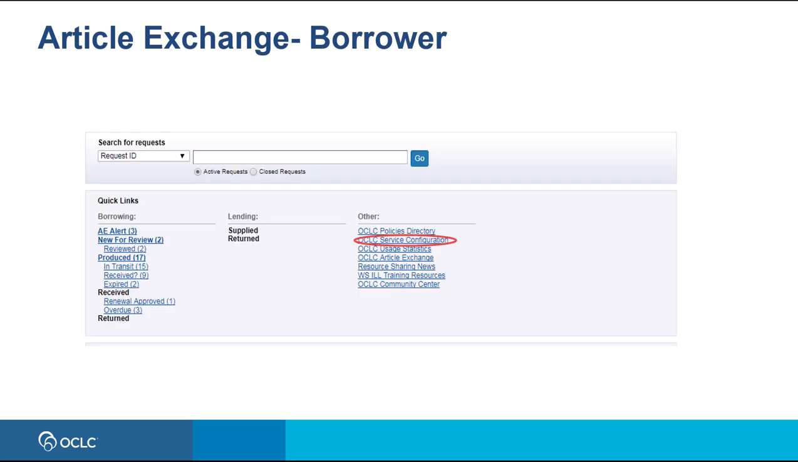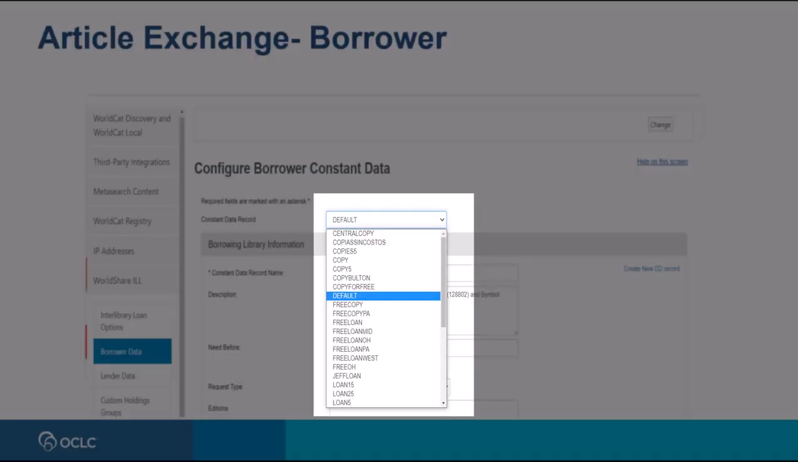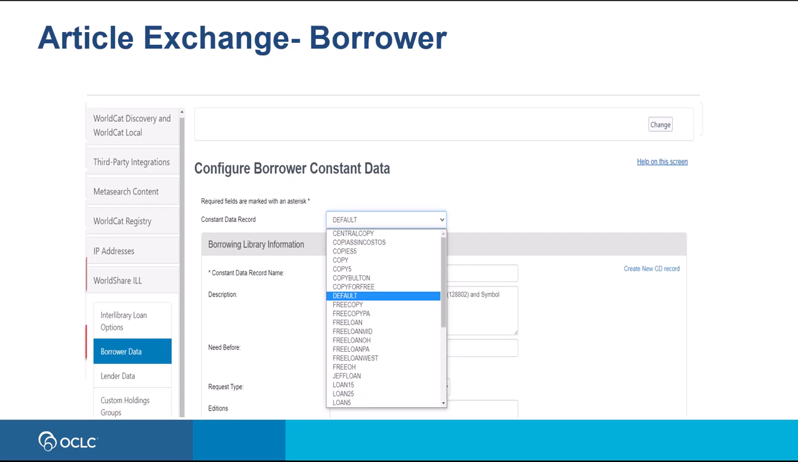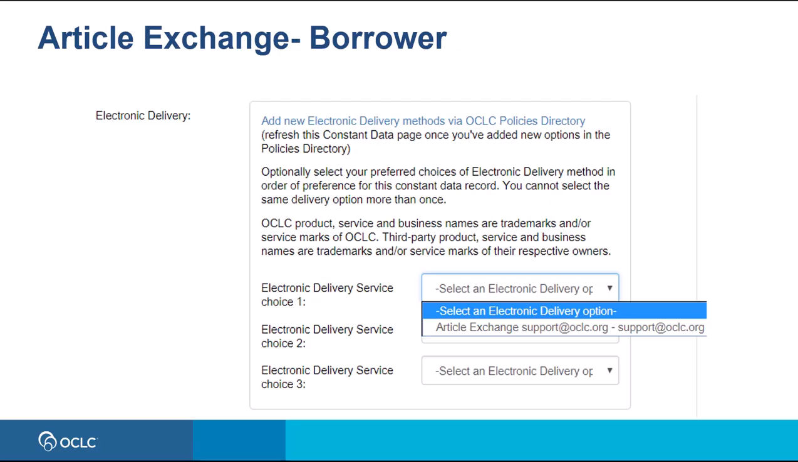A borrowing library can use constant data to define Article Exchange as the delivery option for their copy requests. Constant data is configured and managed from the OCLC service configuration. First, from your Interlibrary Loan Service homepage, click the OCLC service configuration link. From there, on the left side panel, click WorldShare ILL, then Borrower Data. Either open a constant data already created to edit it, or create a new one by clicking the Create New CD record. Scroll down to the Electronic Delivery section and select Article Exchange as delivery option. Then save your form.